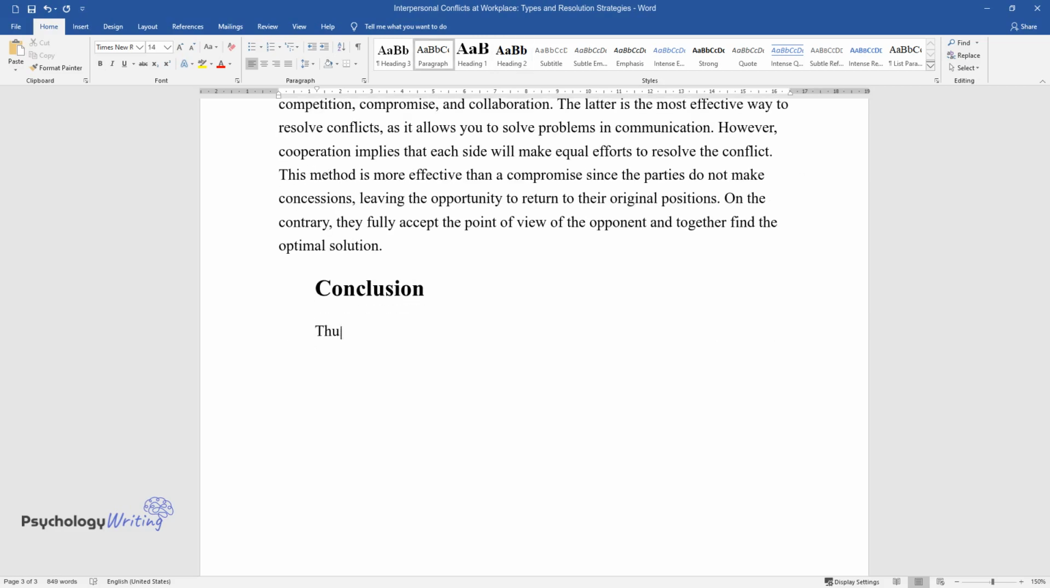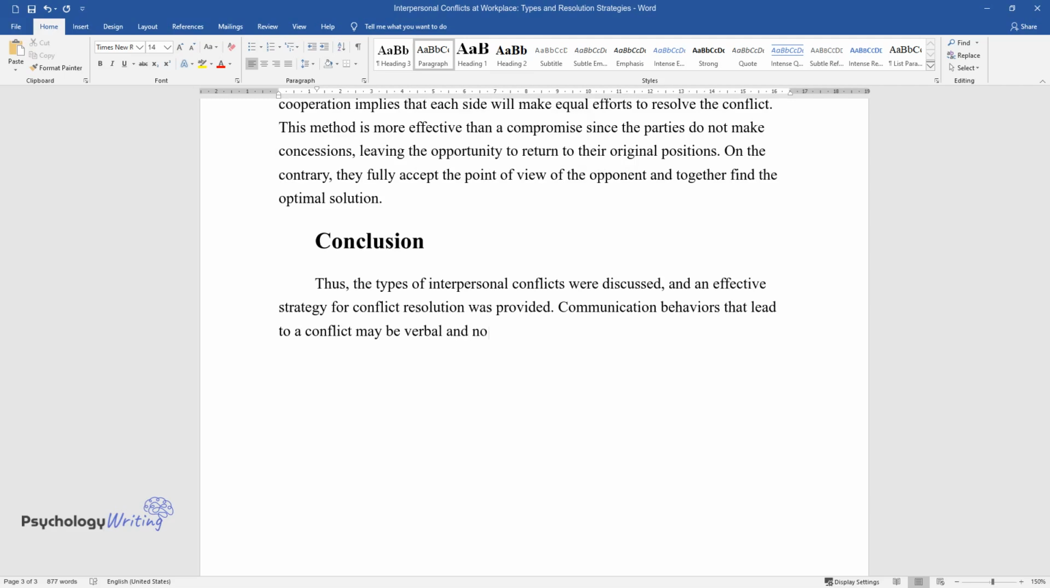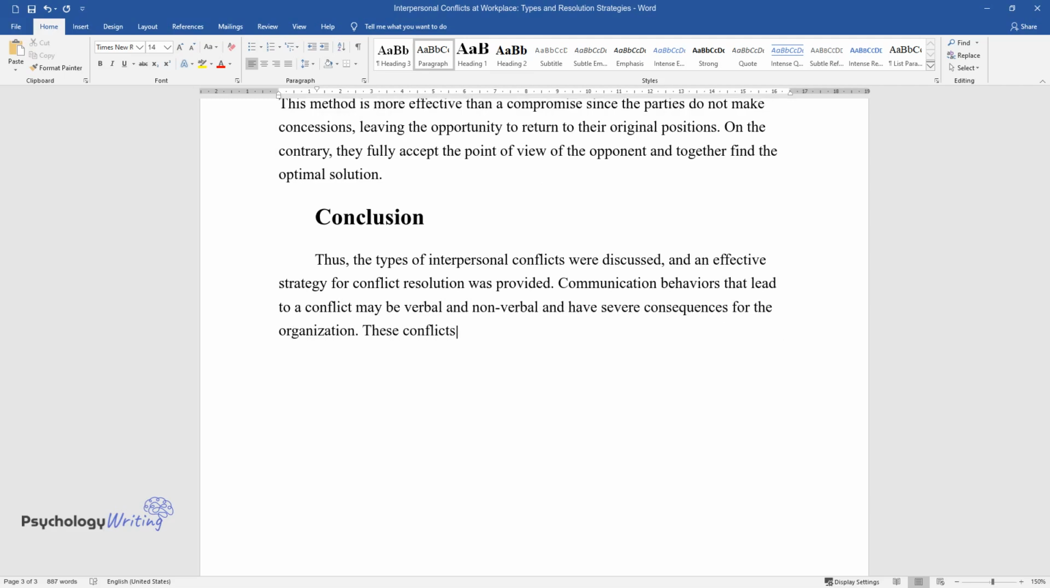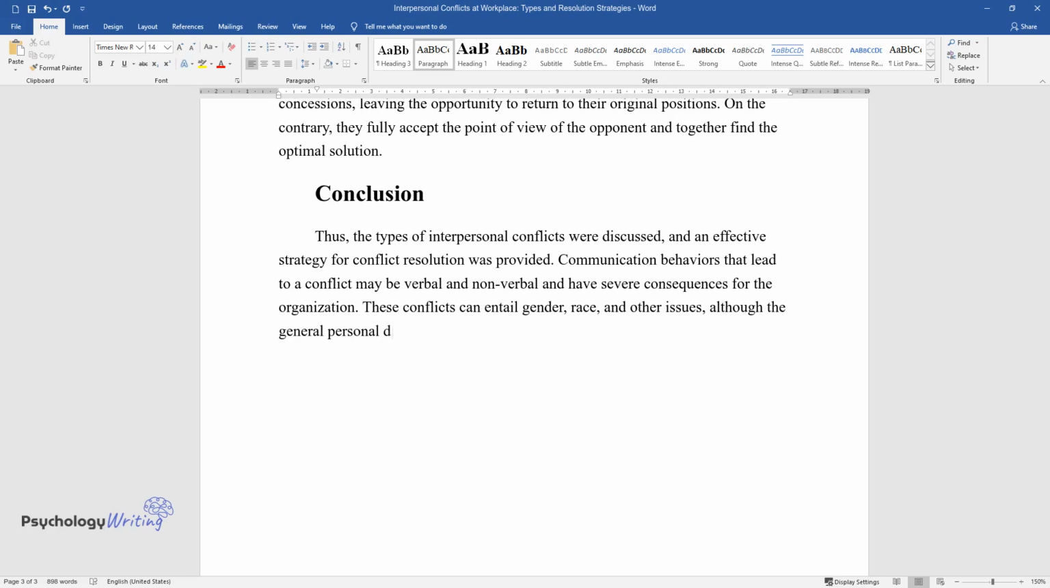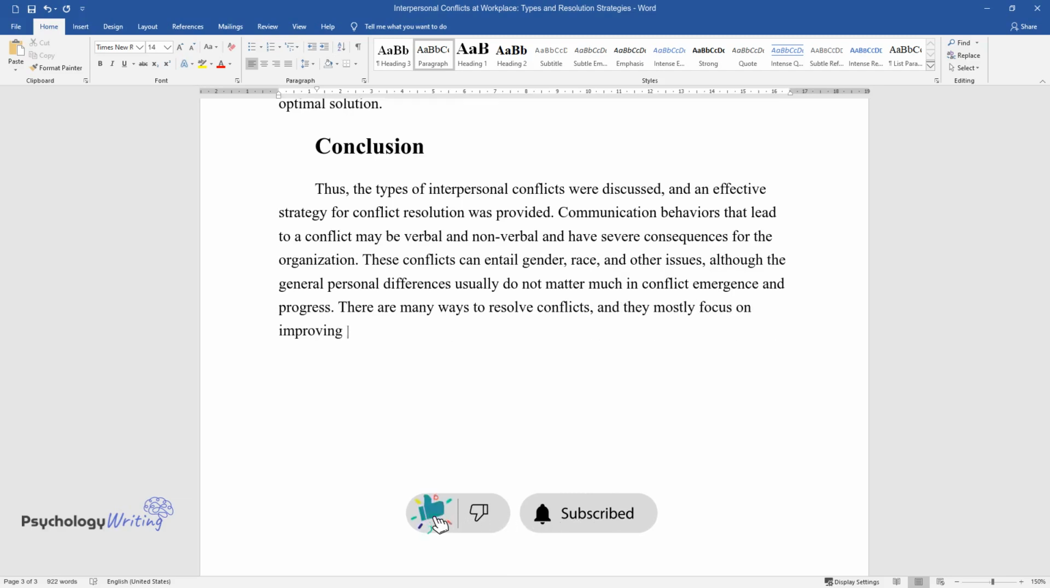Conclusion. Thus, the types of interpersonal conflicts were discussed, and an effective strategy for conflict resolution was provided. Communication behaviors that lead to a conflict may be verbal and nonverbal and have severe consequences for the organization. These conflicts can entail gender, race, and other issues, although the general personal differences usually do not matter much in conflict emergence and progress. There are many ways to resolve conflicts, and they mostly focus on improving the communication between the conflicting sides.